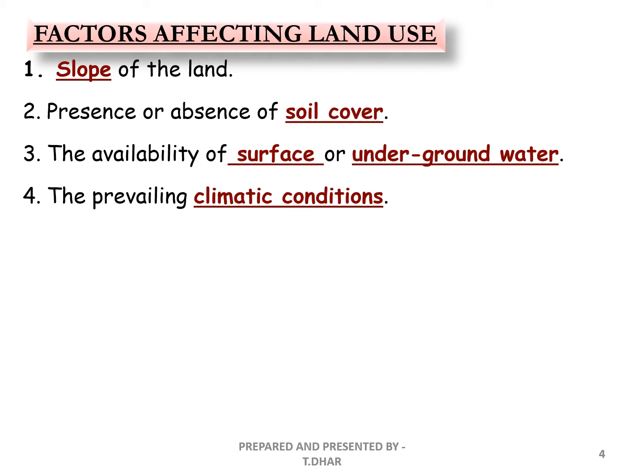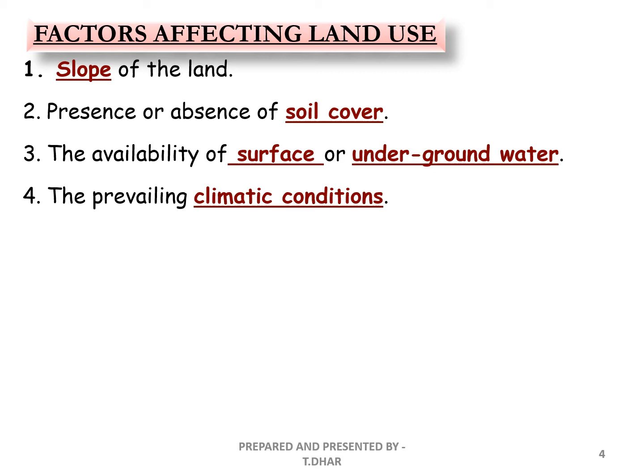Next is prevailing climatic conditions. The places which have a very hot climate, in those places farming will be difficult, because the heat will not allow the crops to grow, and the land over there in the hot areas will lack moisture. On the other hand, even very cold regions will not allow farming.